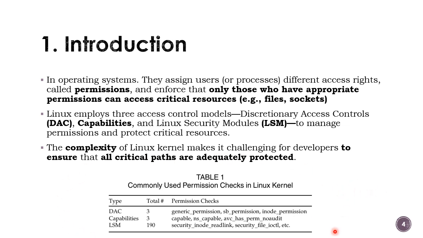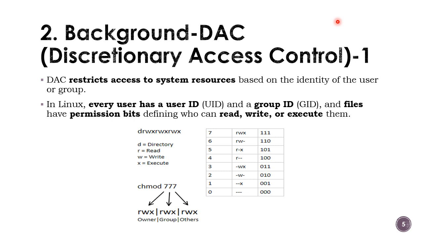And here we have a table. As I mentioned, there are 3 types, and here are some examples of their permission check system calls. So these displayed here, you can see, are all system calls. Subsequently, we will introduce each of the access control types discussed in this paper. The first one is DAC, discretionary access control.